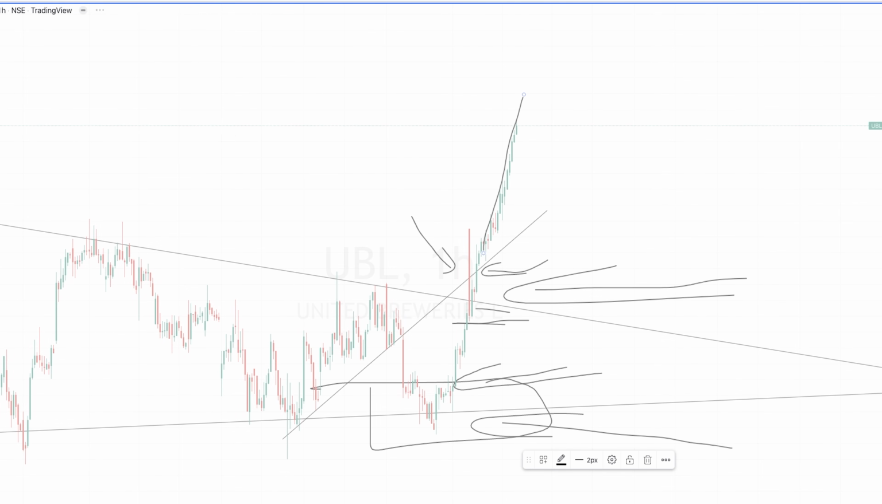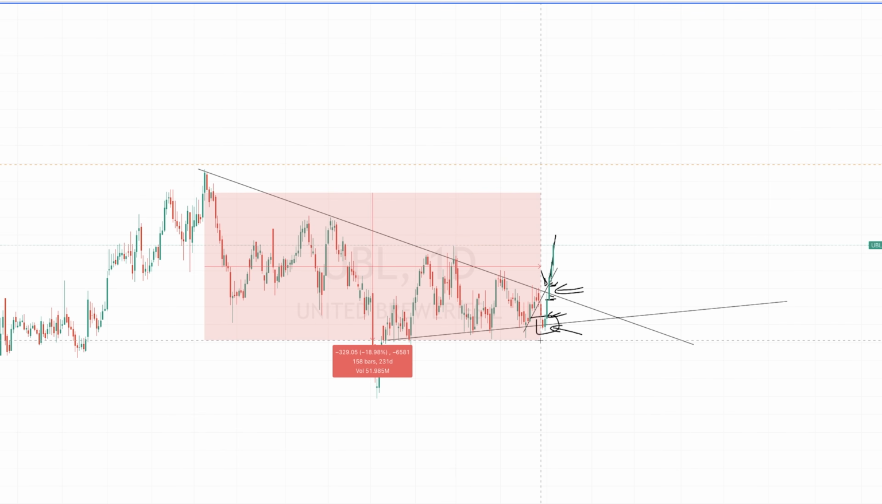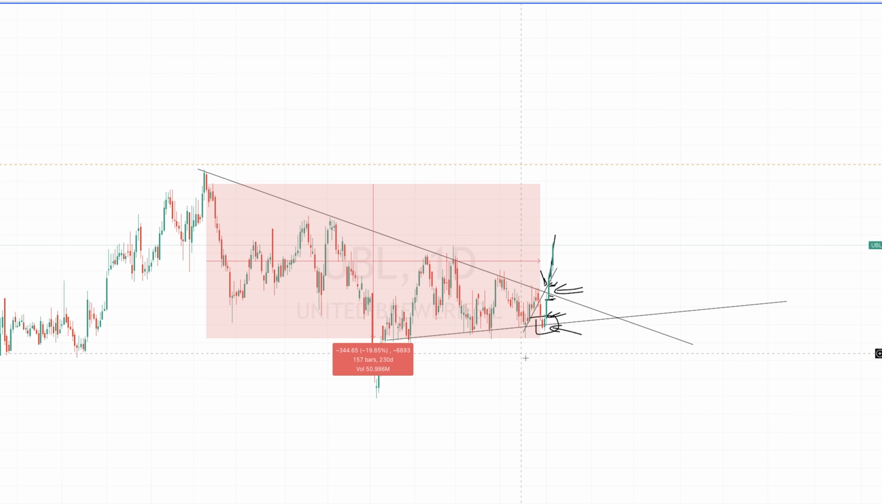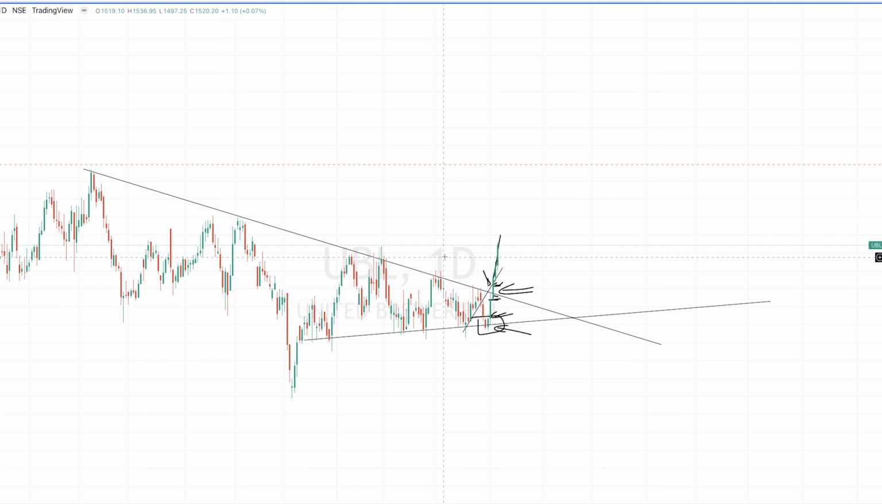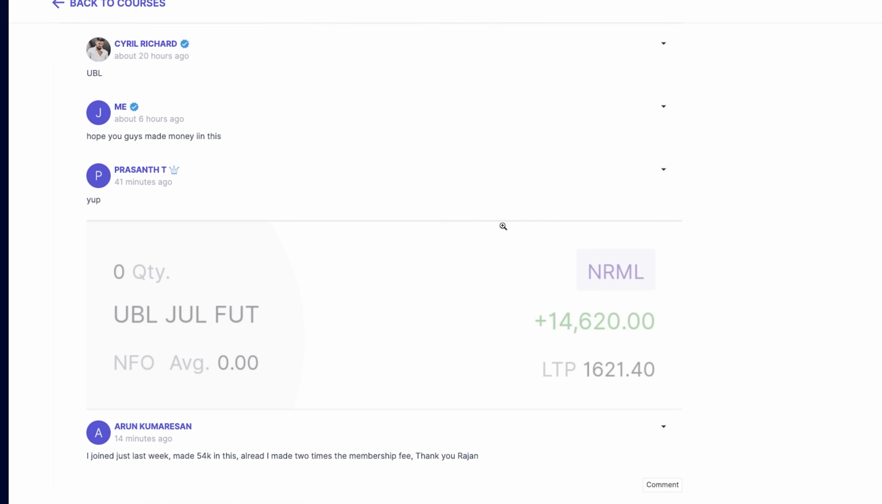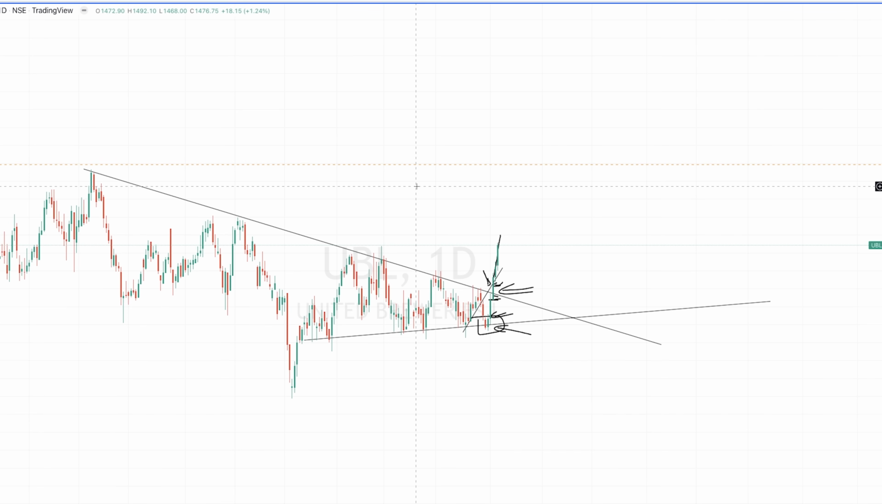The stock has been consolidating for a very long time. If you look at this pattern, this is like what, 230 days, correct? So almost 9 months or so. When there is a breakout from a pattern like this, definitely there is going to be a huge breakout, and this is how we make money. And I guess some made money, 14,000 and also some 54k. I don't know, many would have made money, probably they didn't post it.